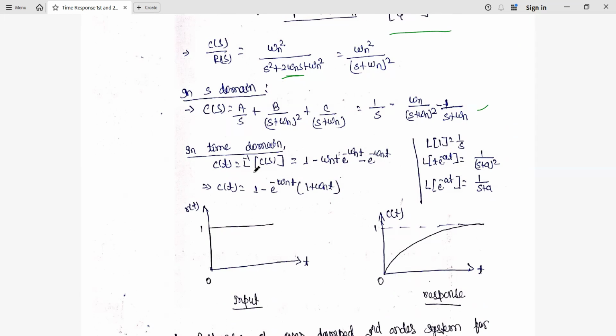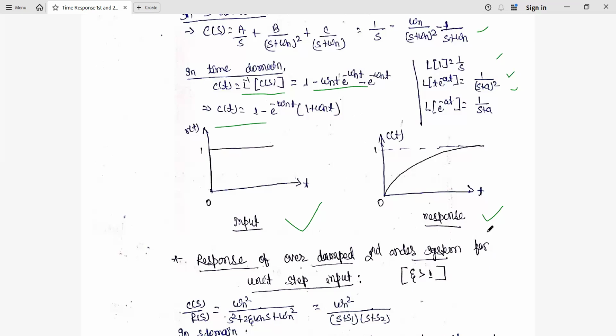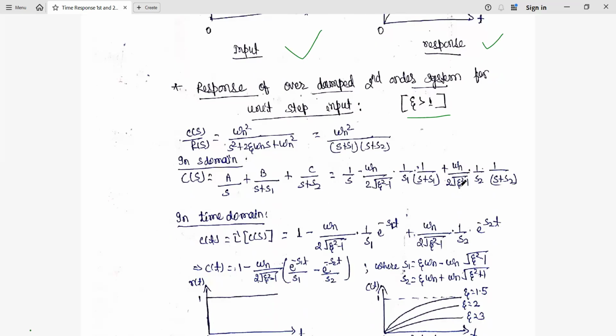Now to obtain the time domain, you have to take the Laplace inverse. This is the Laplace inverse of that. So here hint is given, what is the Laplace inverse and how we are getting. So this is finally C of T, okay, for that input and response is here. And another, last one is about the overdamped. Overdamped means damping ratio is greater than 1. So again, similar condition is taken here.